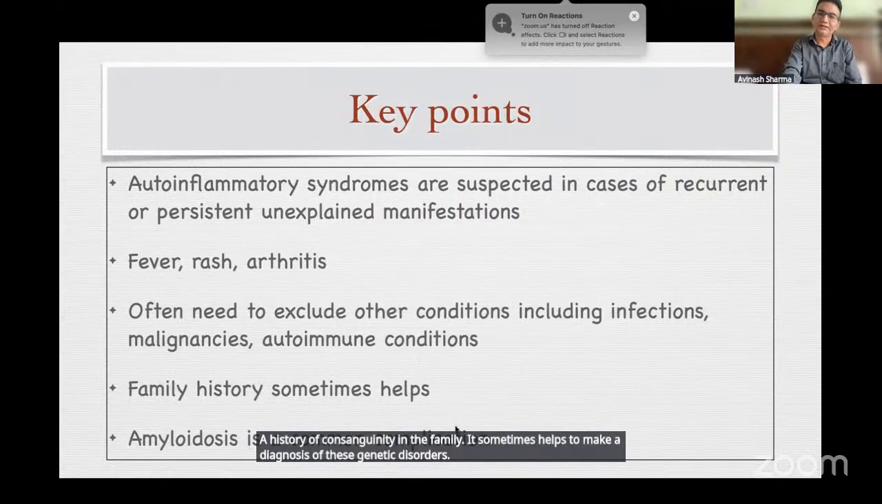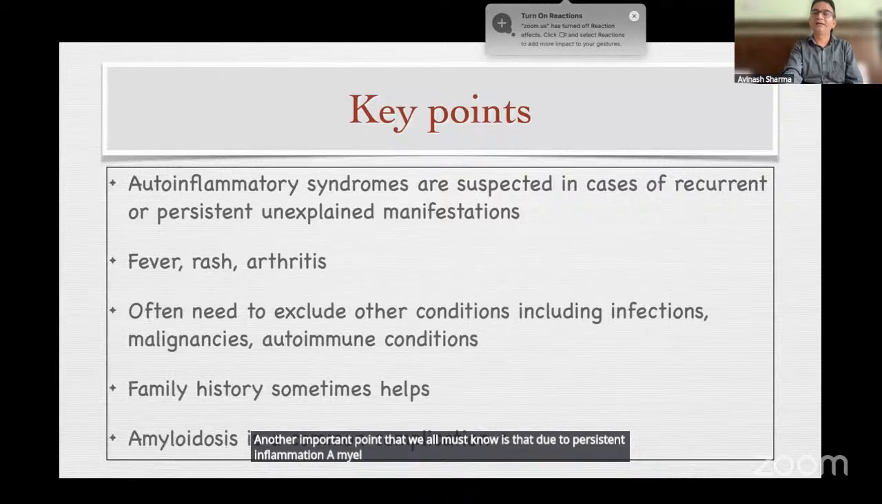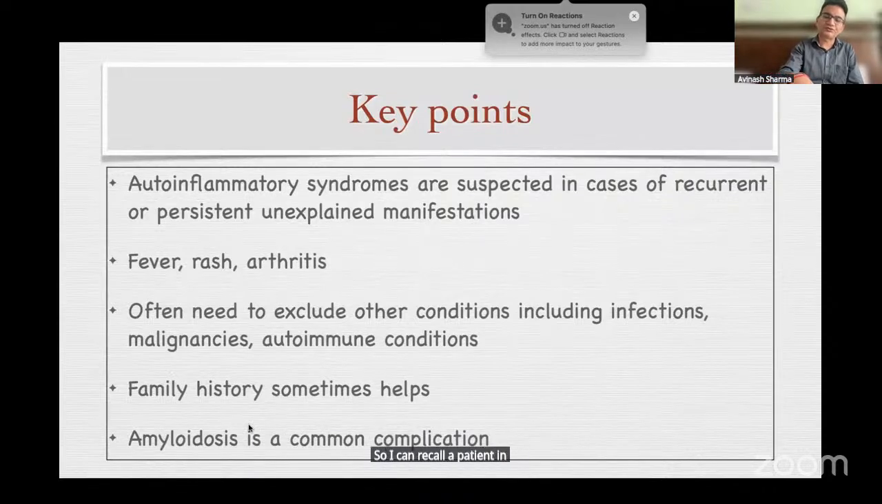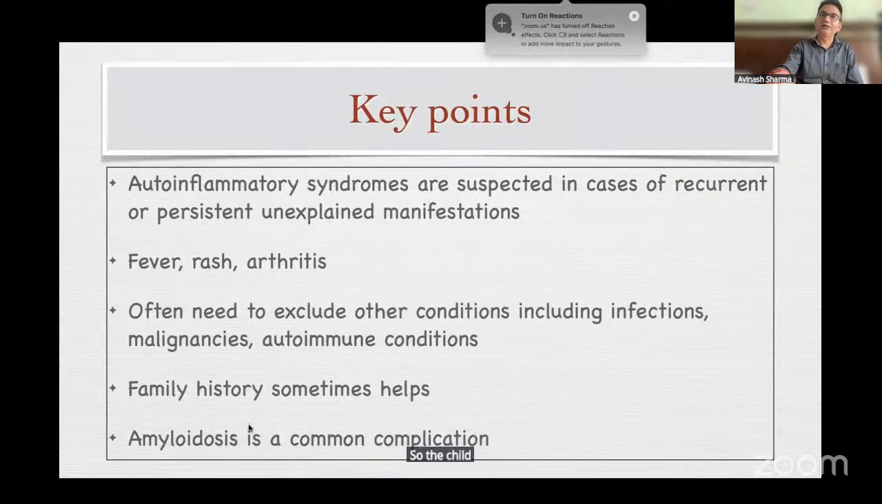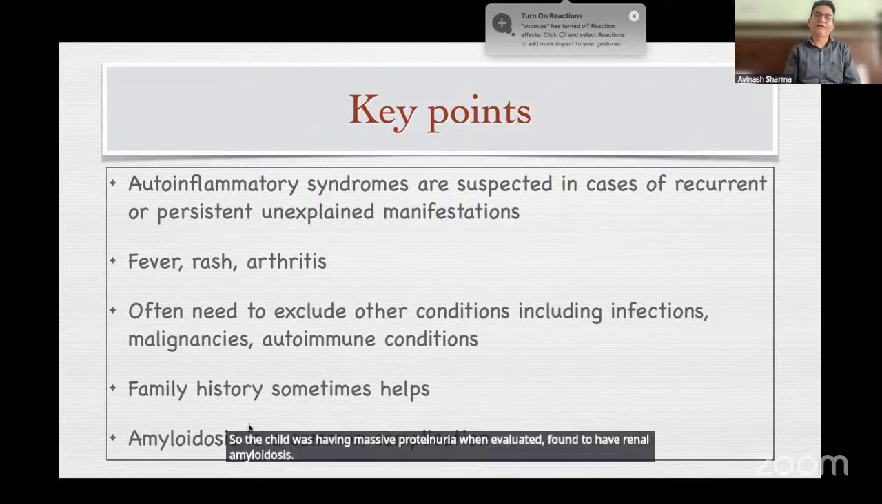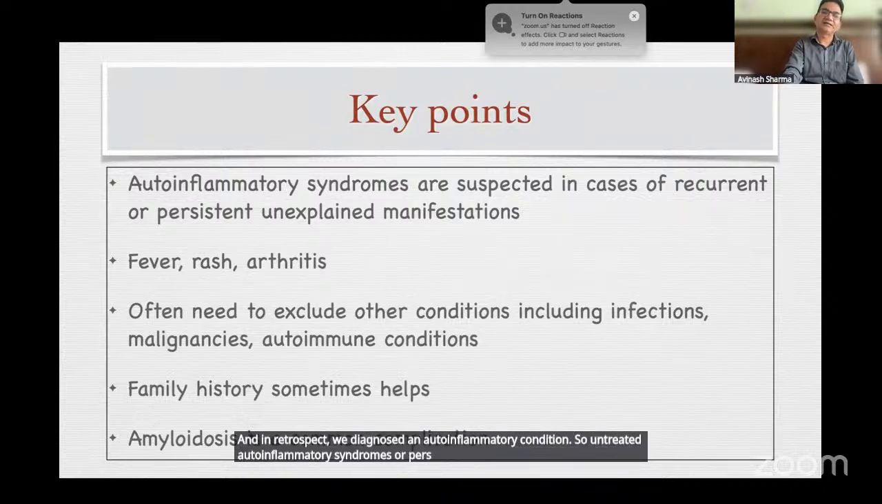Another important point that we all must know is that due to persistent inflammation, amyloidosis is a common complication in many of them. I can recall a patient in whom we diagnosed an autoinflammatory condition as a workup of proteinuria. The child was having massive proteinuria. When evaluated, he was found to have renal amyloidosis, and in retrospect, we diagnosed an autoinflammatory condition. So untreated autoinflammatory syndromes or persistent inflammation can result in amyloidosis as a complication.